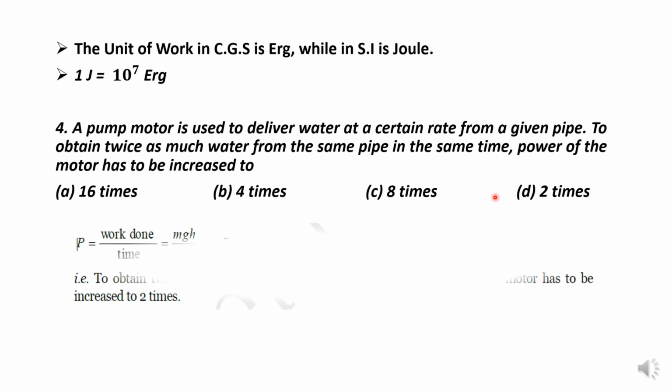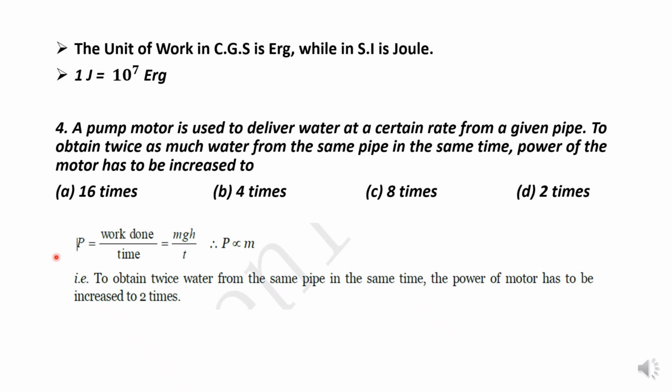So we know the power formula, work done per unit time, and the work done is equal to mgh. So here g is the gravity which is constant, and h of the tank is also constant, and the time is also constant as given in the question. So the only thing the power depends upon is the mass. As we want twice the mass of the water, we twice the power of the motor here. So that's why the correct option is option D.